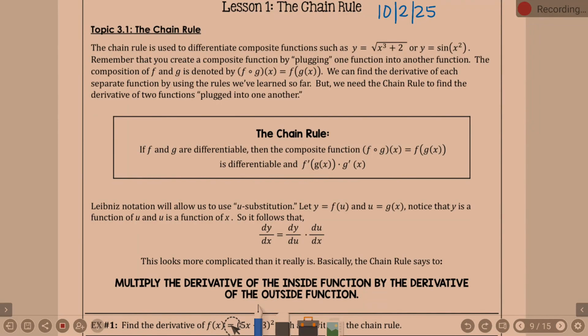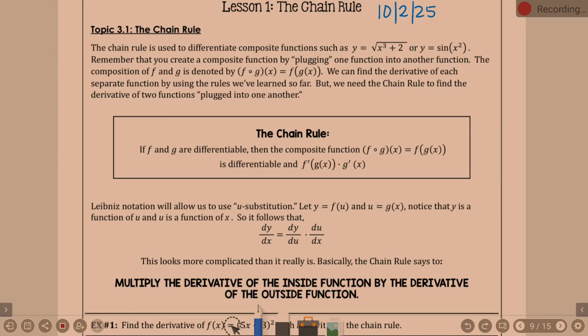Okay, Unit 3. Here we go. Continuing with derivatives, building on it. Differentiation part 2. So we are going to start with chain rule.